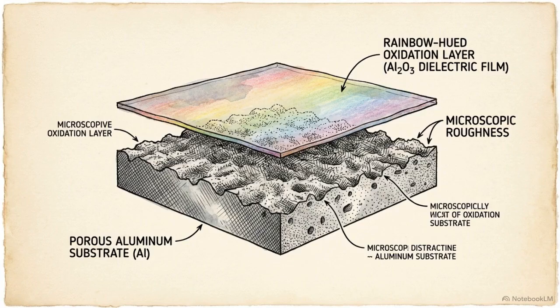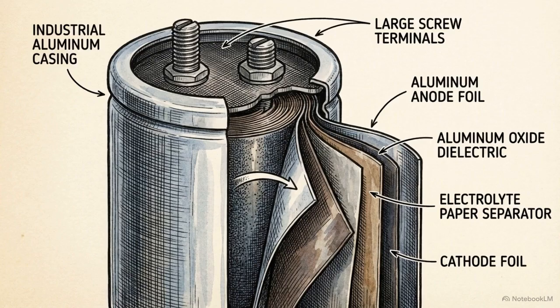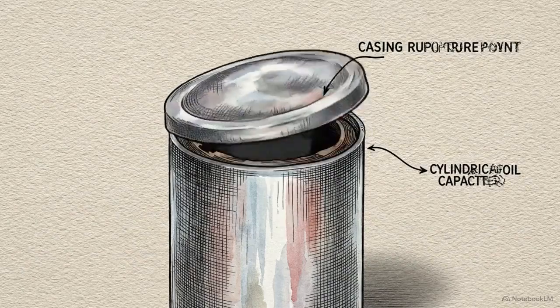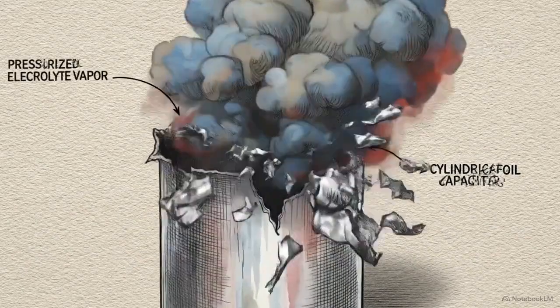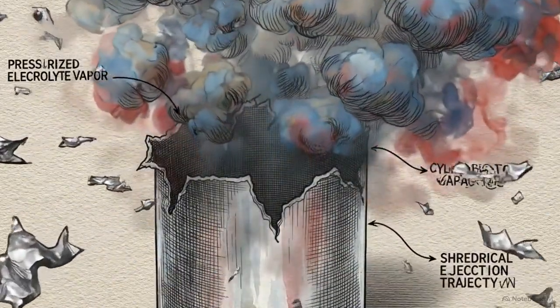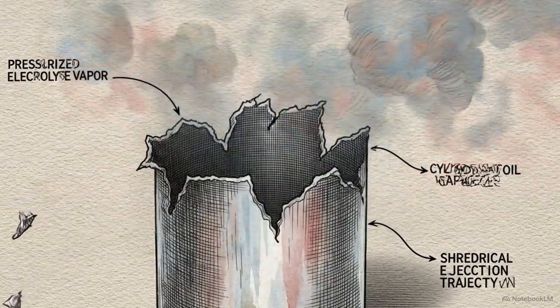Electrolytic capacitors use an ultra-thin layer of aluminum oxide as the dielectric. Because the gap is so small, they can achieve massive values, exceeding 200,000 microfarads. Connecting these polarized components backwards causes a short circuit that boils the electrolyte, leading to expulsive venting of gas and foil.